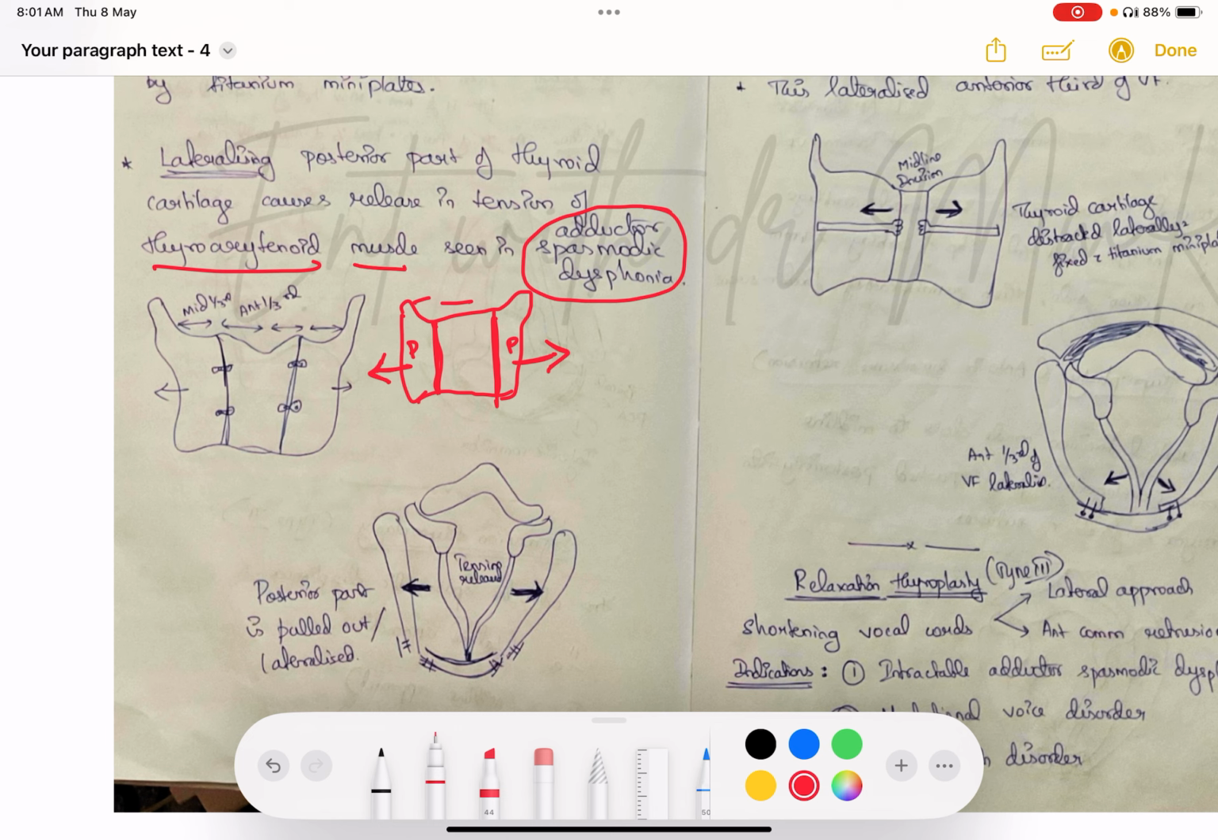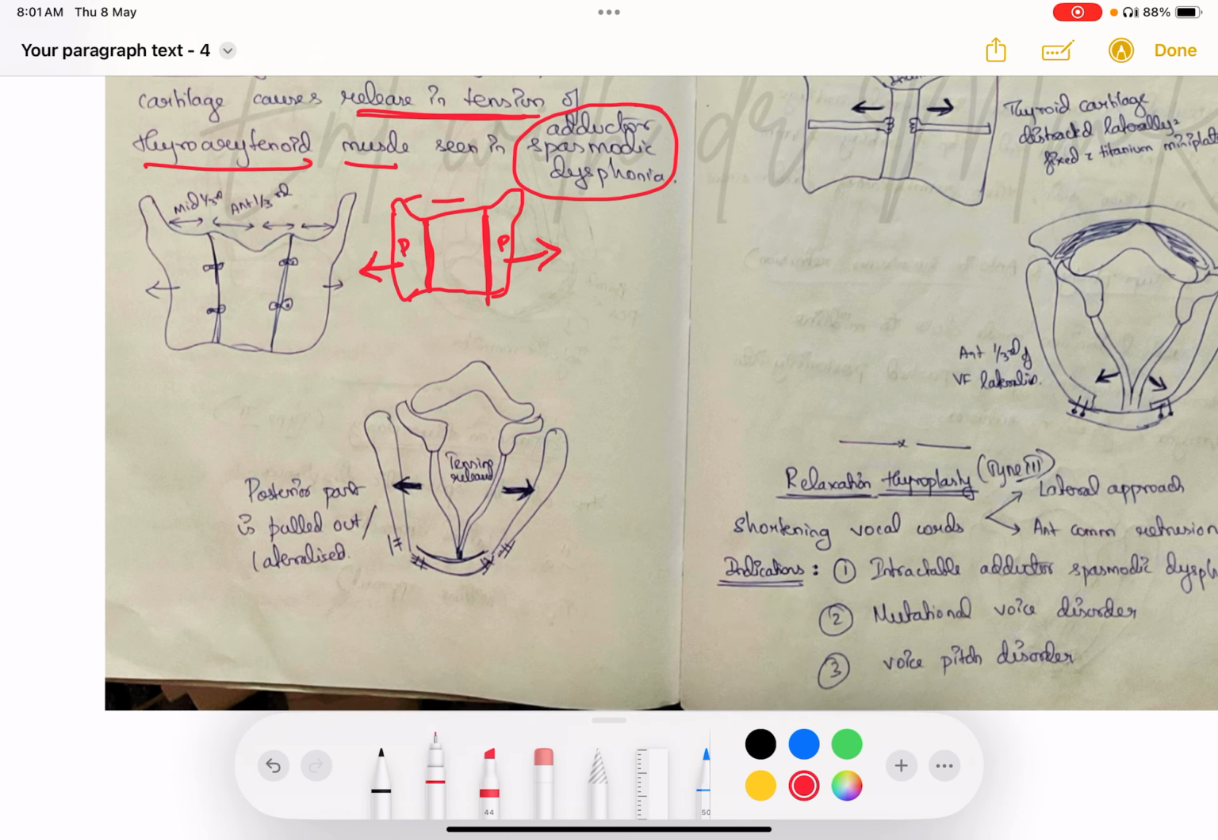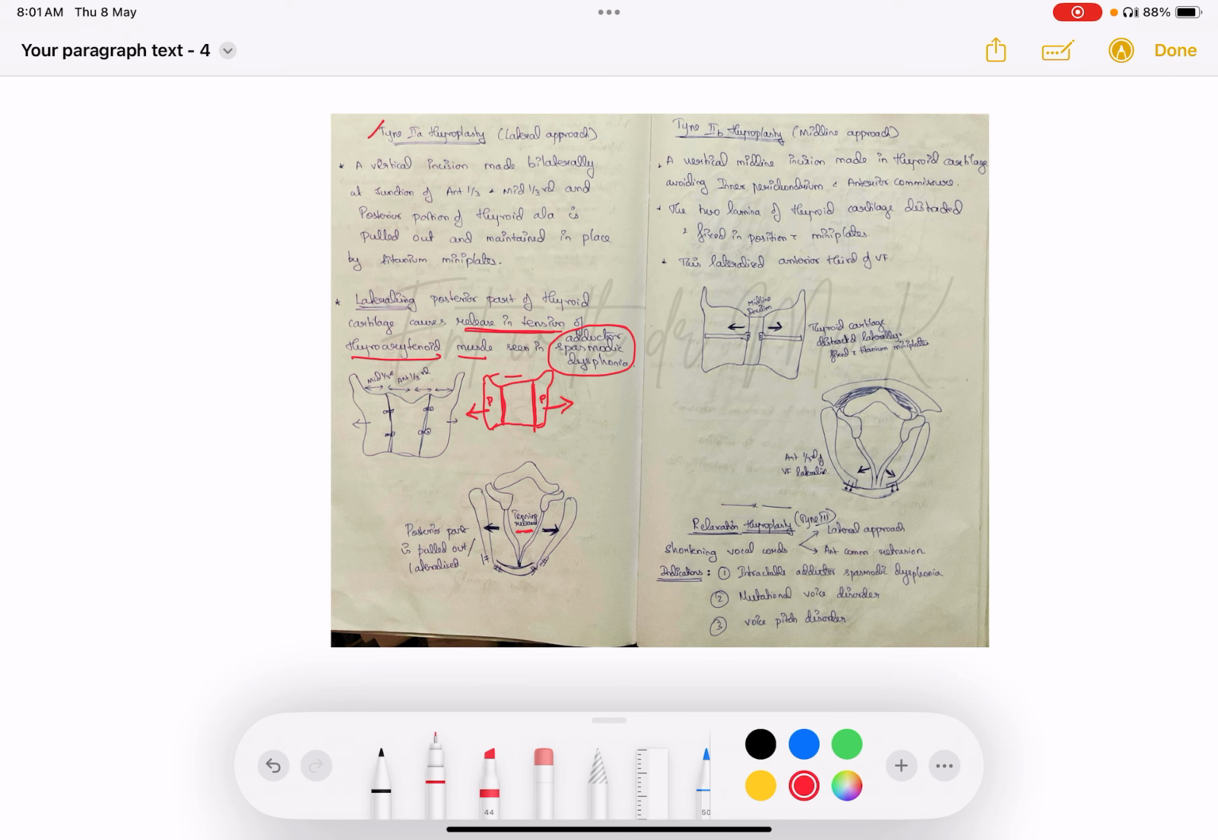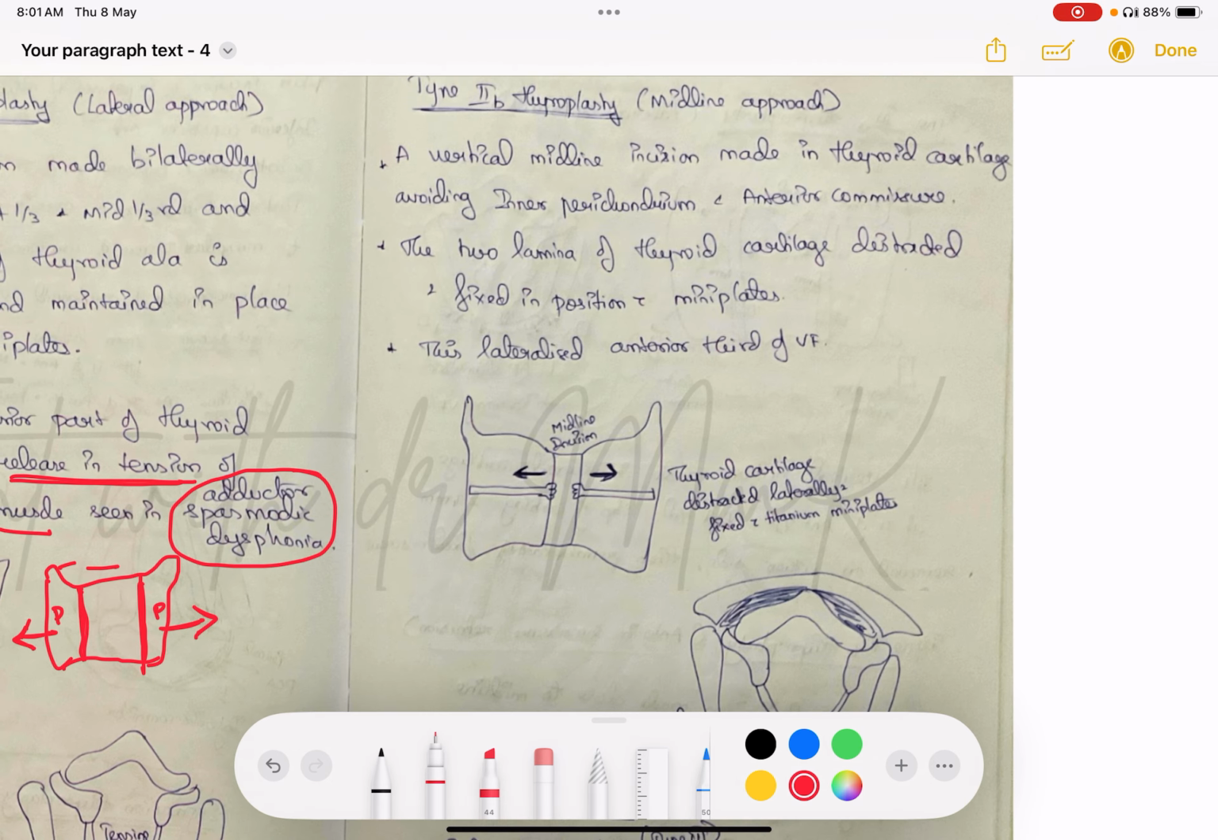So by pulling the thyroid cartilage laterally, it will release the tension on the thyroarytenoid muscle. This will lead to relaxation of the vocal cords. Okay, this is type 2A, that is lateral approach.